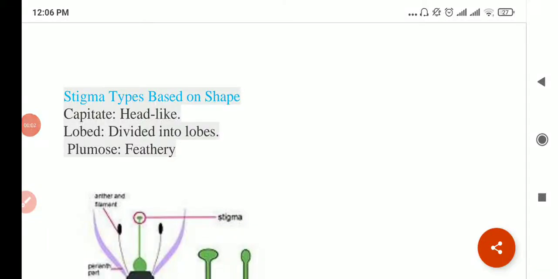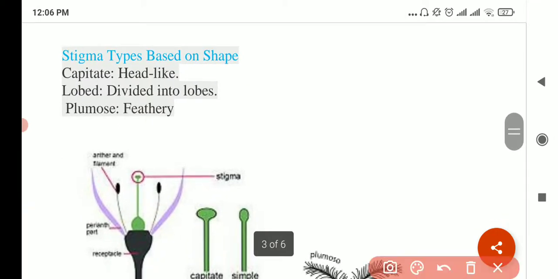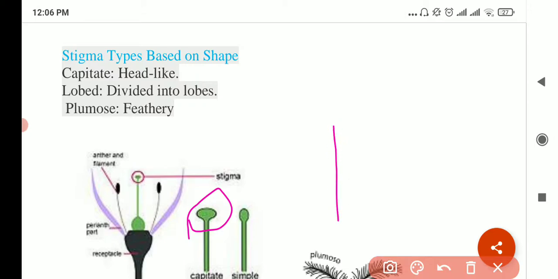So looking at the stigma based on the shape, they could be like a cap, like a head. You know, you wear a cap on your head, right? So capitate is like a head. So like this one, it's like a bulb, round, like a globe, like a cap, like a head. Lobed will be like this.